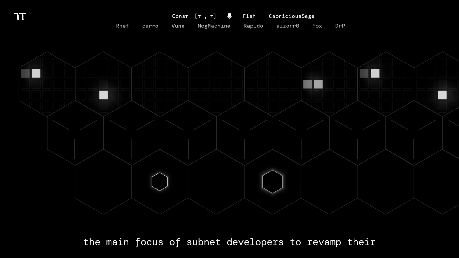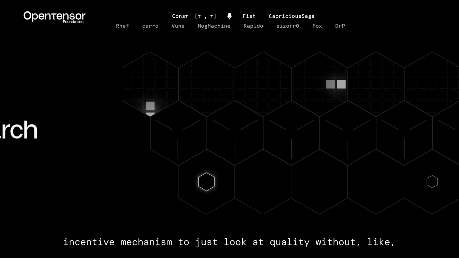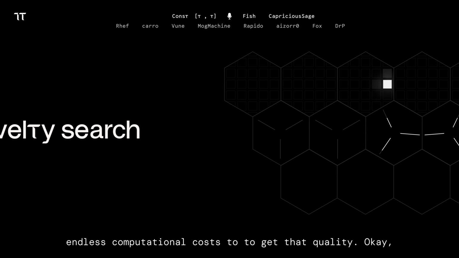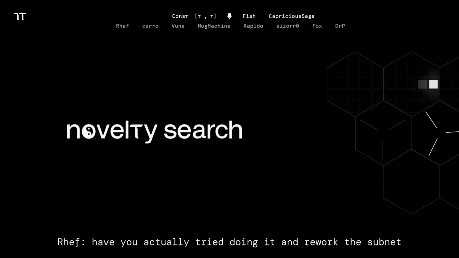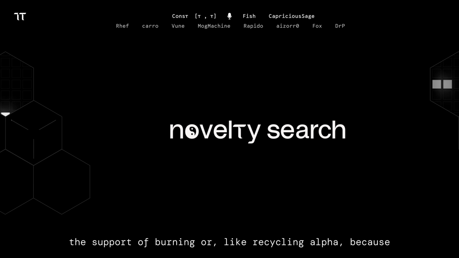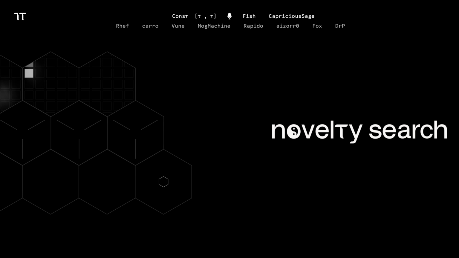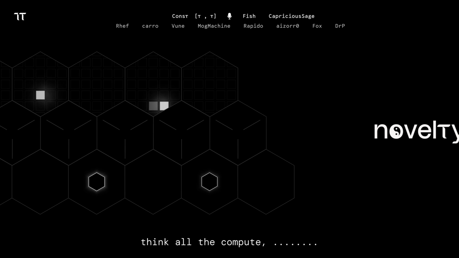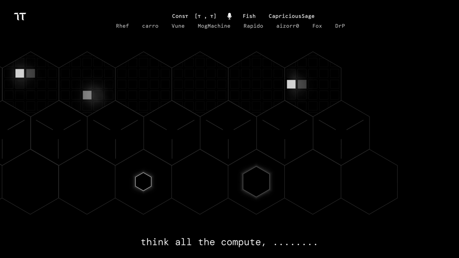So it's going to be the main focus of subnet developers to revamp their incentive mechanism to just look at quality, without endless computational costs to get that quality. Okay, but have you actually tried doing it and reworked the subnet incentive mechanism to prevent this from happening without the support of burning or recycling alpha? Because I did. That's not an easy task. I don't think it is possible, and I think all the compute and inference subnets are going to get hurt.